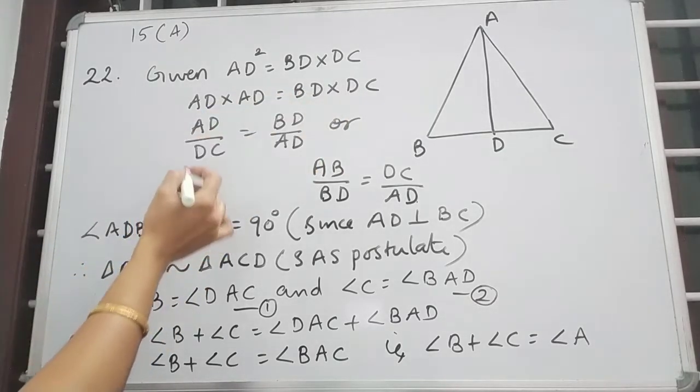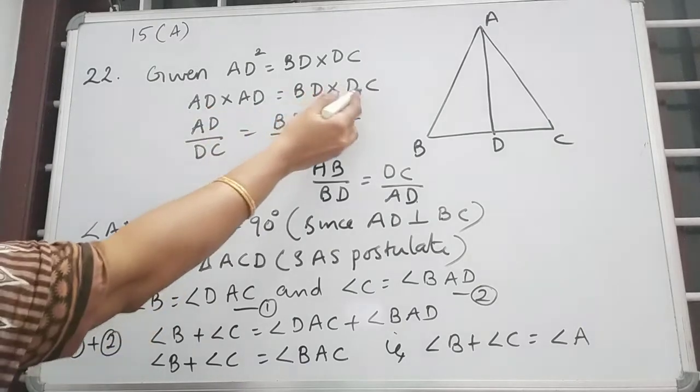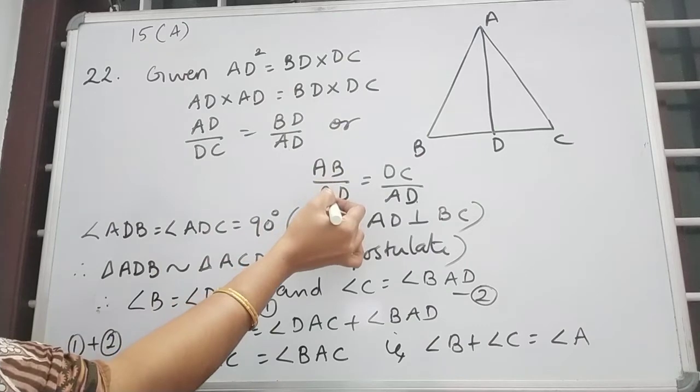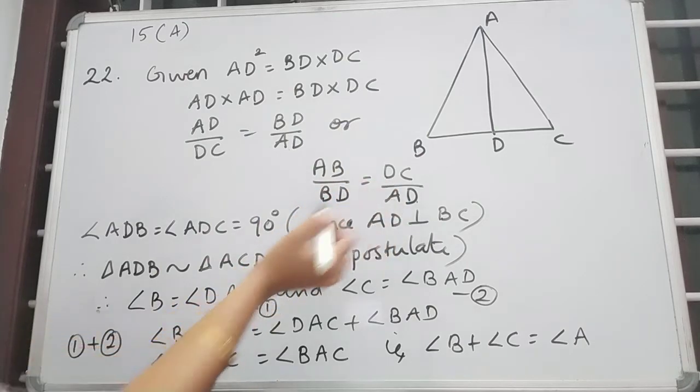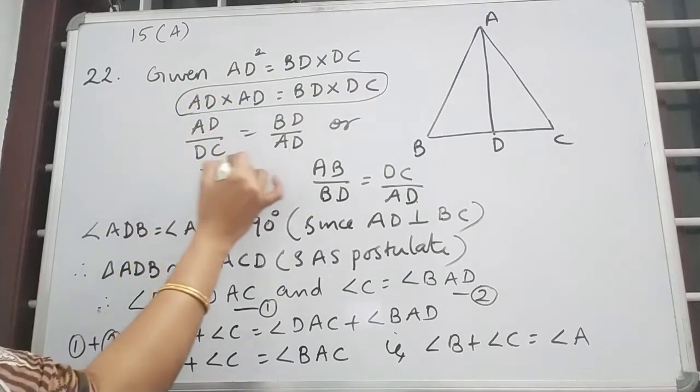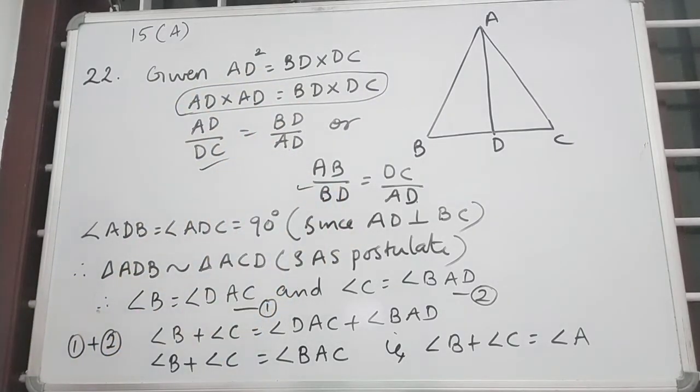So this you can write either as AD divided by DC is equal to BD divided by AD, or AD divided by BD is equal to DC divided by AD. This you can write in two forms. Next we want to find out the similarity. Check whether they are similar or not. So consider triangles ADB and ADC.